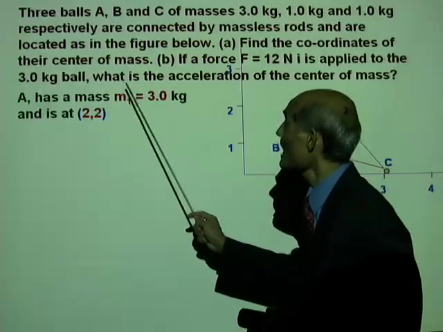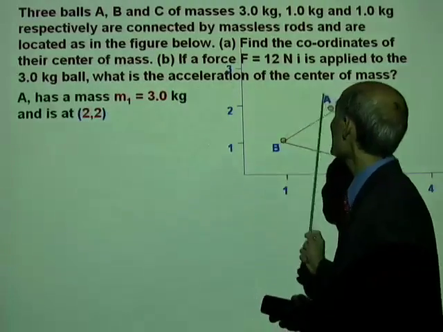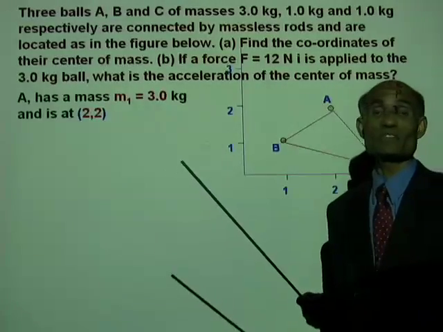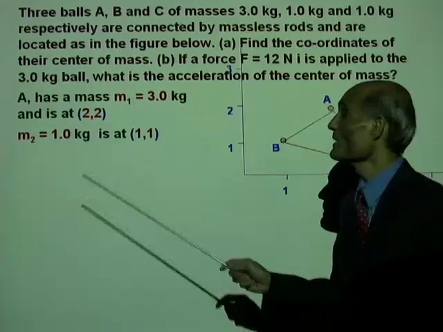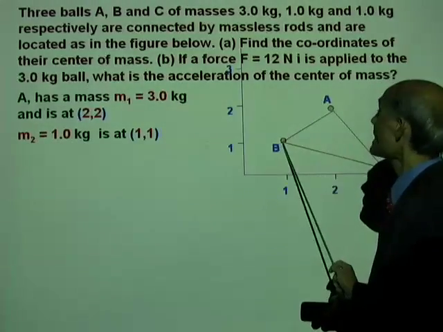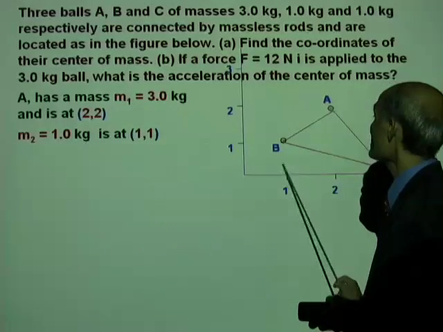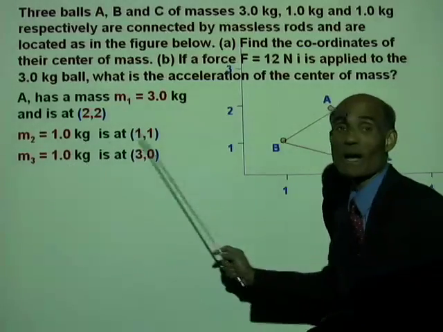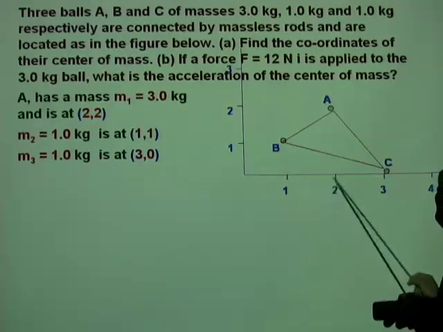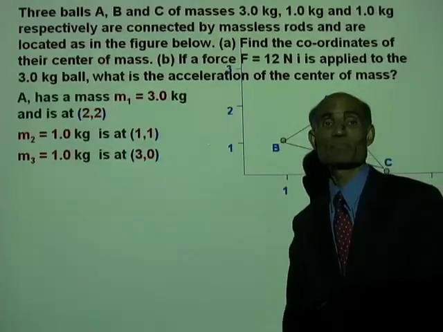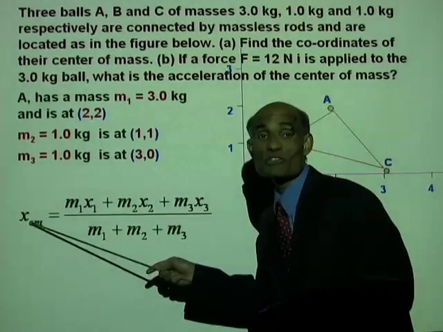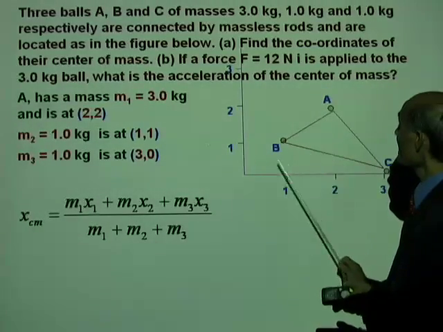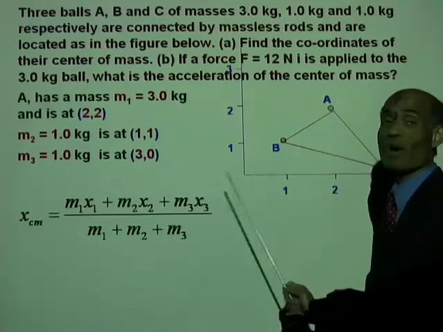Well, A has a mass m1 equal to 3 kilogram and is located at x equal to 2, y equal to 2. m2 equal to 1 kilogram is located at x equal to 1, y equal to 1. m3 equal to 1 kilogram is located at x equal to 3, y equal to 0. The center of mass of these will be somewhere here. It has an x position and a y position.